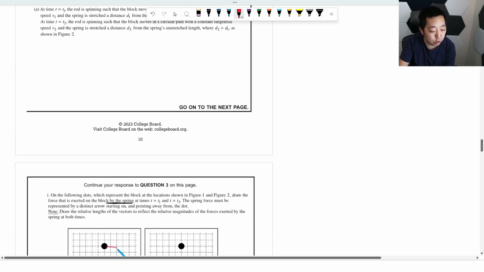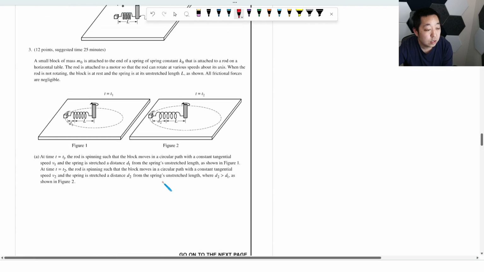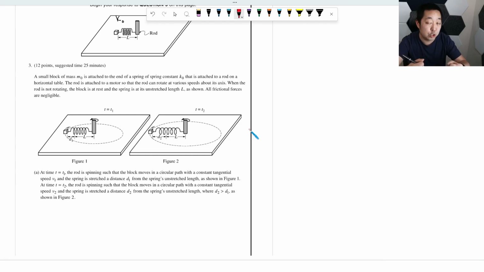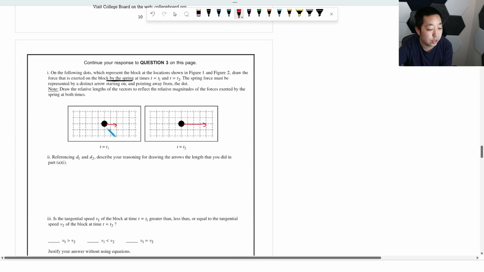And for the other one, it's going to be more because it's been stretched more, right? Just because d2 is greater than d1. Remember, the spring force is proportional to how far you stretched it. And it's always going to be pulling when you stretch it, because the spring always wants to go back to the equilibrium length. Okay, so that's what that should be.